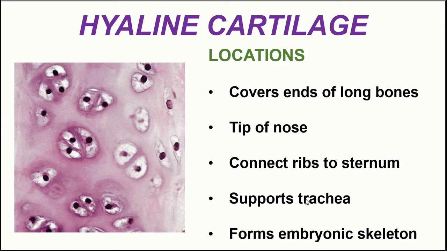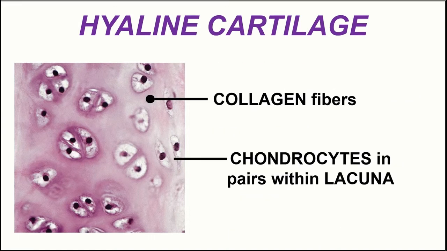Hyaline cartilage forms C-shaped rings that give support to the trachea, which is part of the respiratory system. And we see that hyaline cartilage actually forms most of the embryonic skeleton. So during development, most of your skeleton is not actually bone. Most of it is actually hyaline cartilage. Later on during development, and even after we are born, that hyaline cartilage is slowly replaced by bone tissue. And so the majority of our skeleton begins as hyaline cartilage.